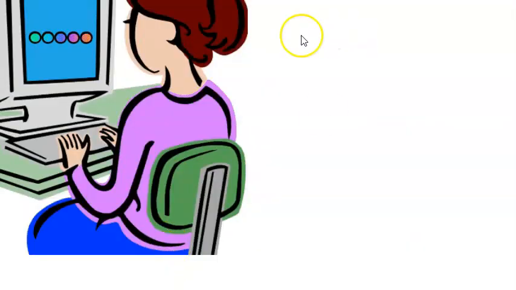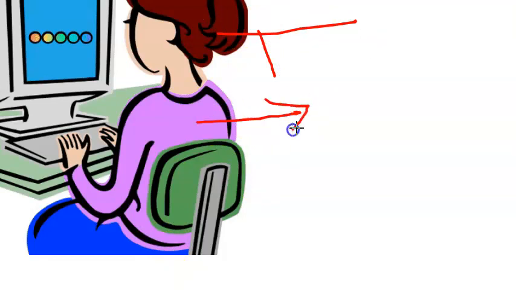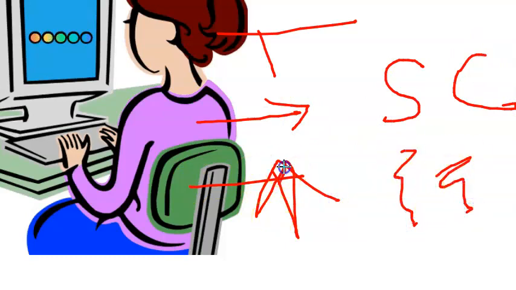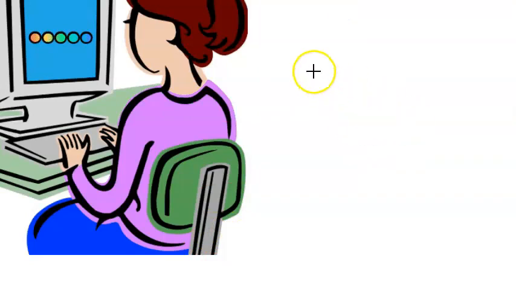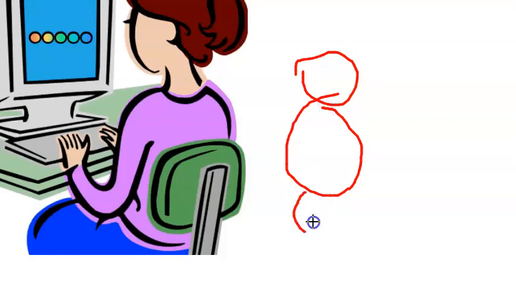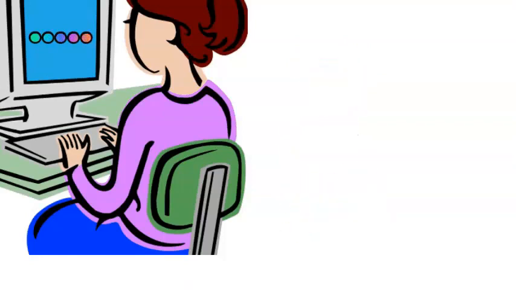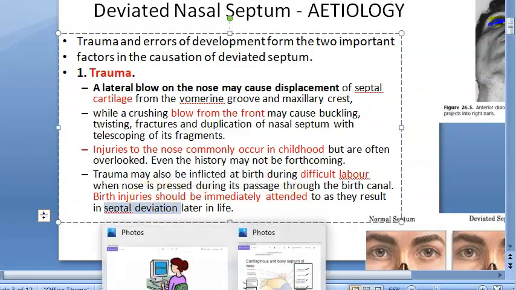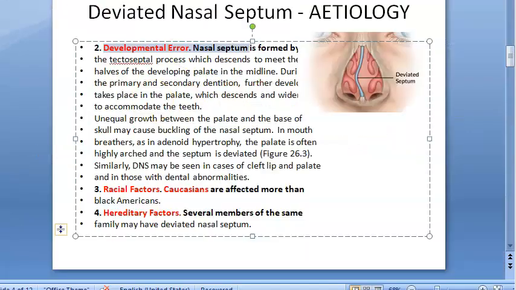So what and all did they say in trauma? In trauma, you have to elaborate, okay? If it is from the lateral side, they said the septal cartilage can be affected. If it is from the front, they said there can be twisting, fractures, etc. Then they spoke about how a person may have got injured in childhood and might have even forgotten the history of it. Then also, when a baby is being delivered through the birth canal, it can have trauma, which would have caused the deviated nasal septum. In this case, the birth injury should be immediately attended to, otherwise there can be septal deviation later in life. But what happens if there is septal deviation? That causes nasal obstruction, unilateral or bilateral. Okay, now let's move on to the next one, guys.